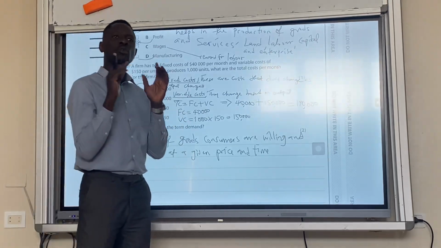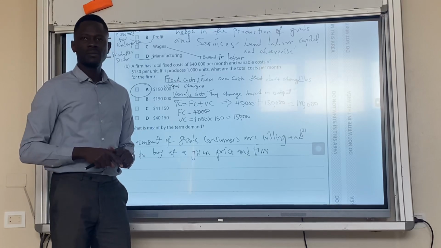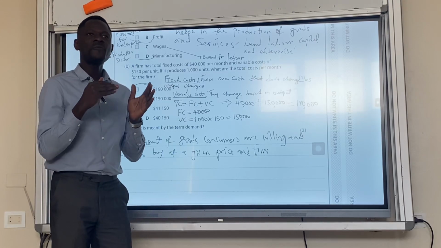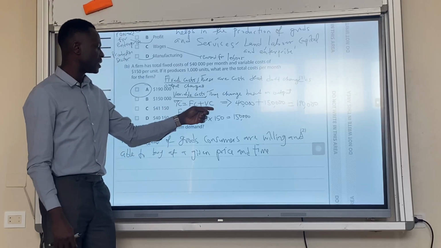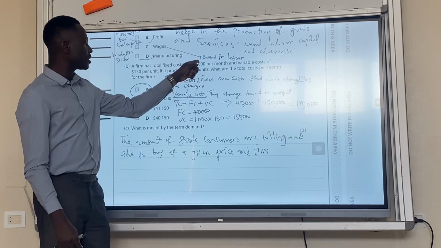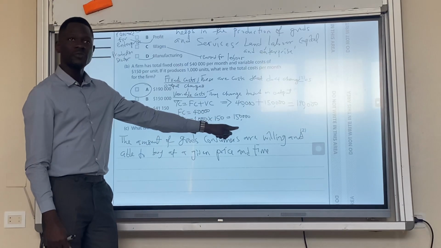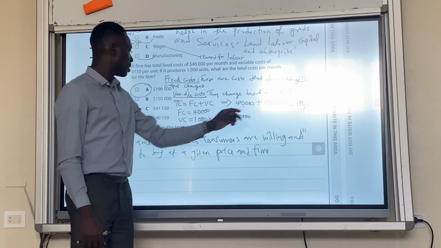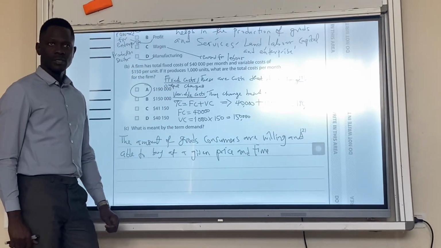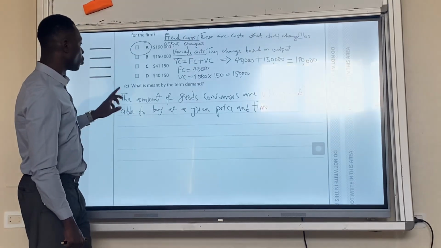Now we talk about total cost. Total cost is fixed cost plus variable cost. So TC is FC plus VC. Our FC is 40,000. Then the VC is 150 multiplied by 1,000, which is 150,000. So 40,000 plus 150,000 gives us 190,000. So the answer is A. Is it clear, please? And the third one, question 1C.